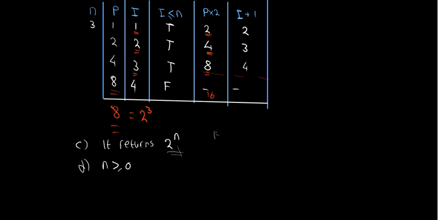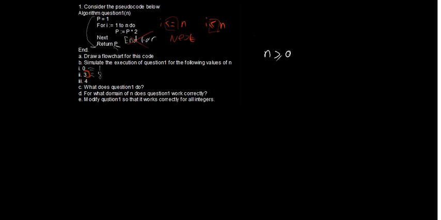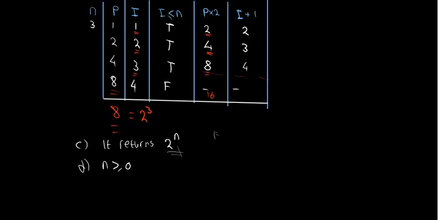So that is actually our next question here. Modify question 1 so that it works correctly for all integers. So how do we actually go about doing this? Well, for this one, we're going to make a few changes to our algorithm. Let's just call it Q1 taking in n.